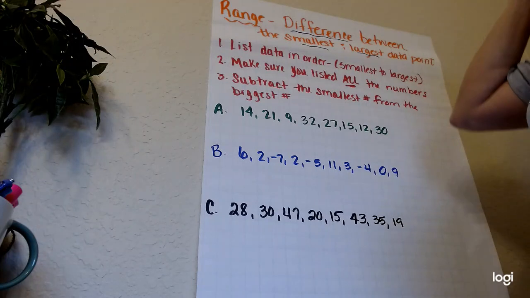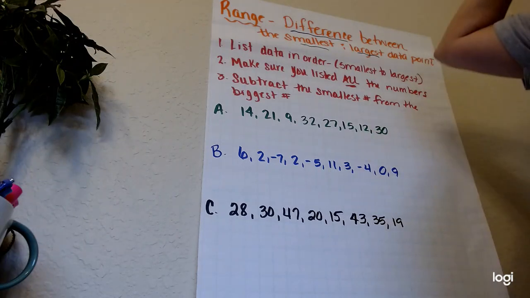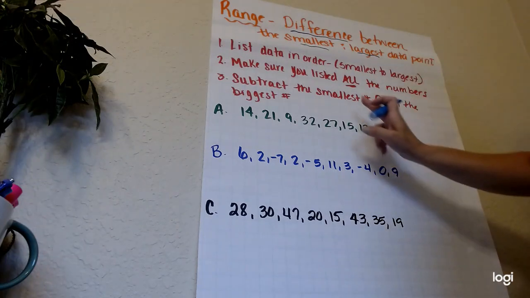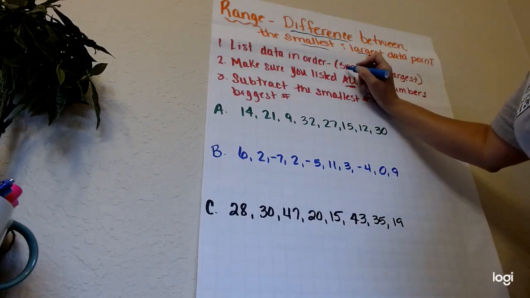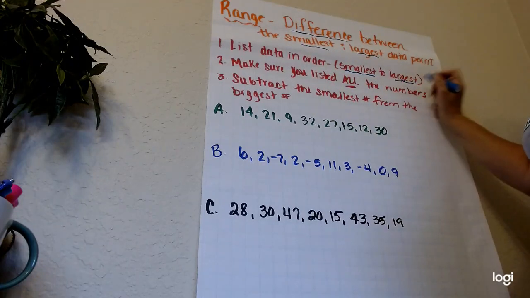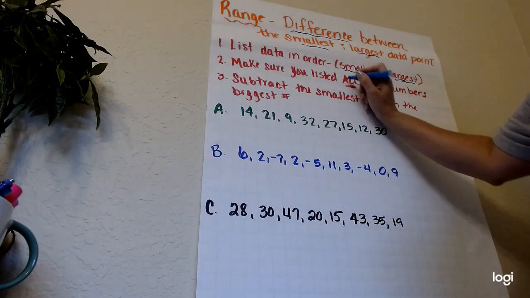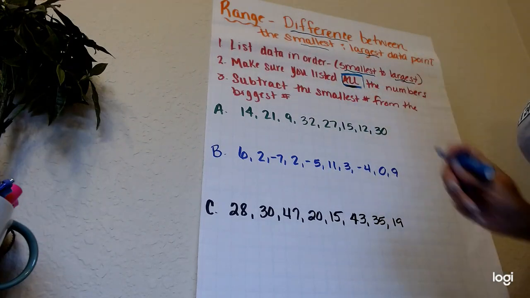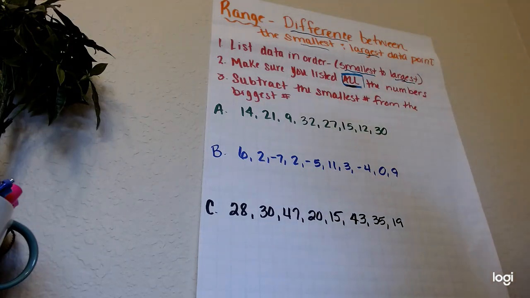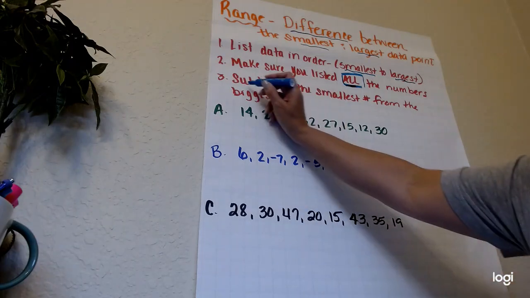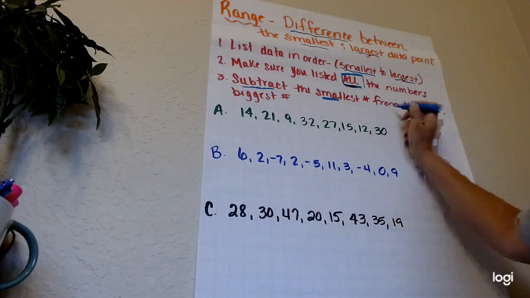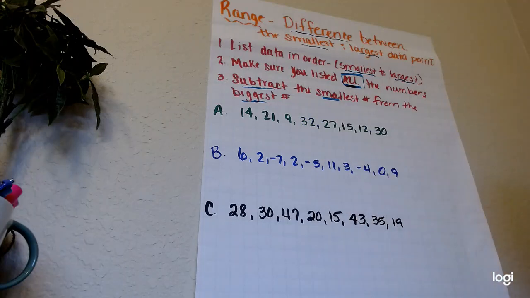I can't find it. Okay, walk around the house, you probably hid it somewhere. Okay, so you're going to list your data in order. Very important, small to big. And again, you want to make sure you list all the numbers. So again, if I have 3 listed 2 times, I got to list 3 2 times. Okay? And then you're going to subtract the smallest number from the biggest number.